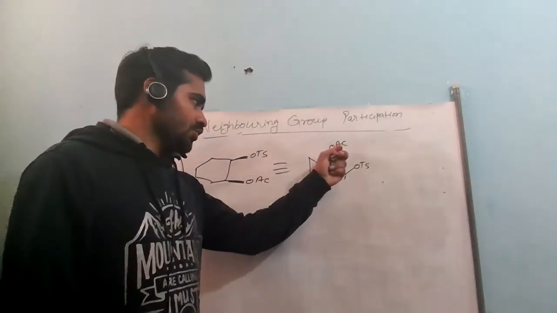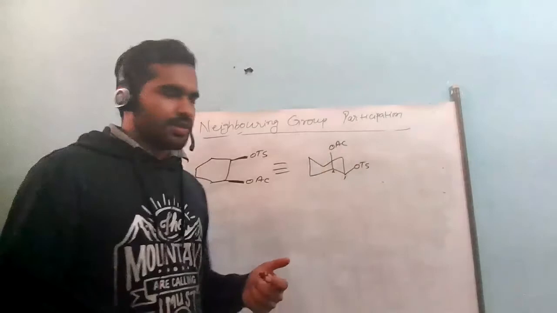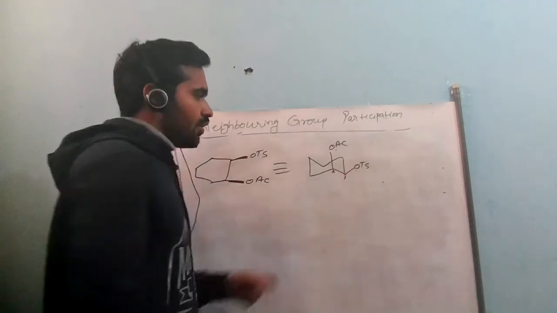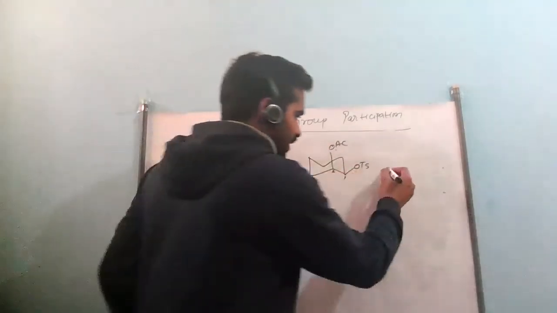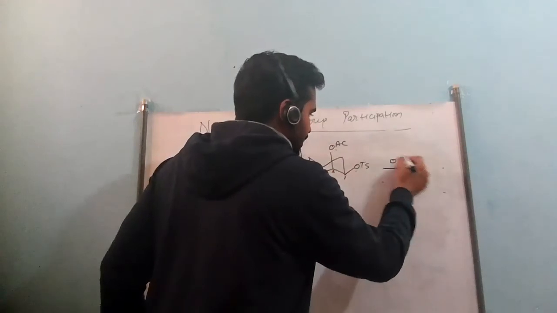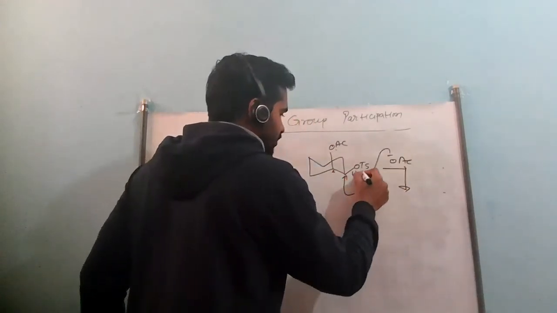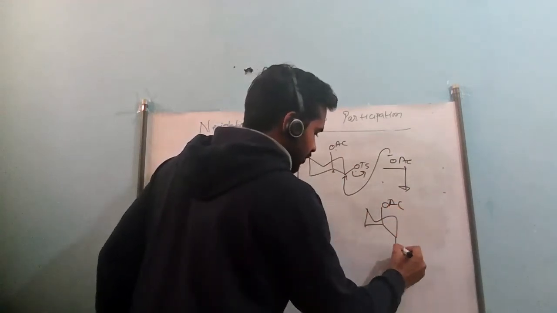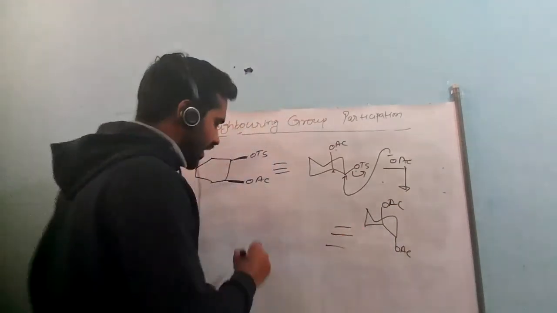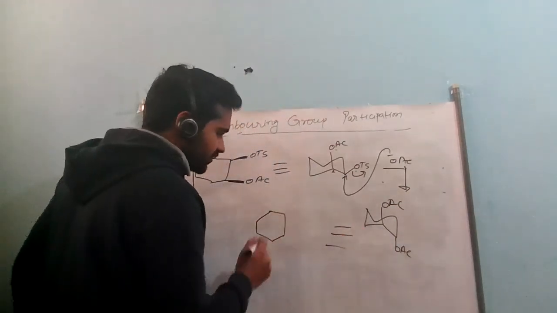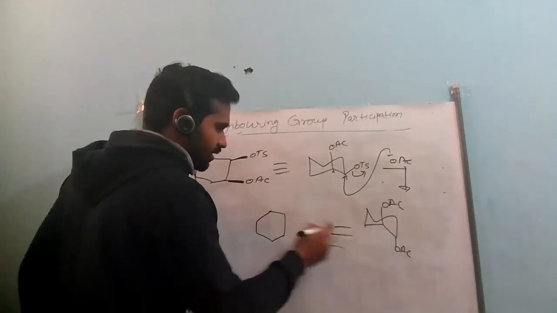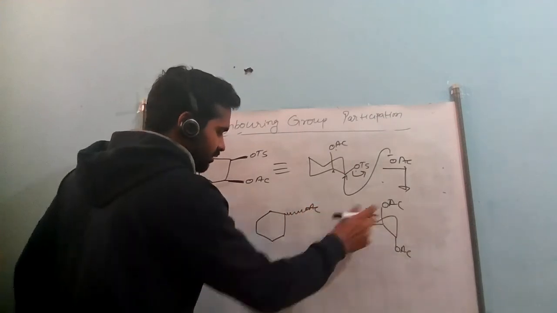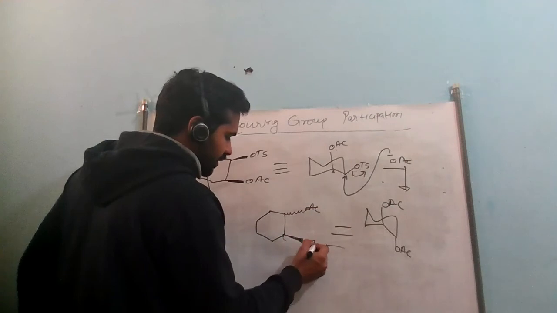So friends, because these two groups are in the same direction, that is above the plane, its oxygen will not interact with this group, or it will not help to cleave out this group. So when we add OAC minus, this OAC will interact from here and this bond will cleave out, and we will get OAC. Or if we write it in this form, this is below the plane, this is above the plane.